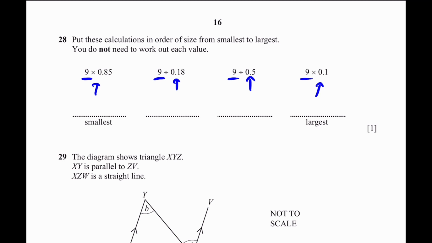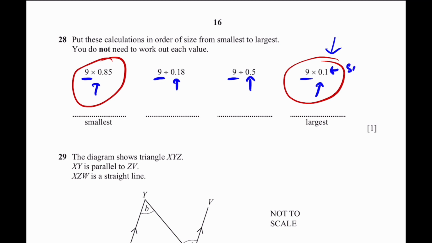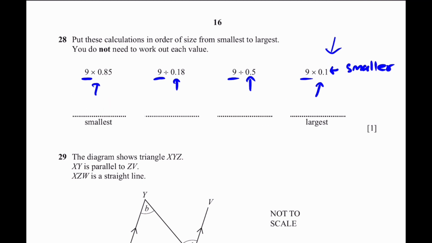So let's start with the multiplications. Which is smaller out of these two? It is actually this one, because the decimal is smaller. And obviously, after that, the second one will be the other multiplication. So let's write them down. 9 multiplied by 0.1 and 9 multiplied by 0.85. Now we need to find which is bigger between these two.